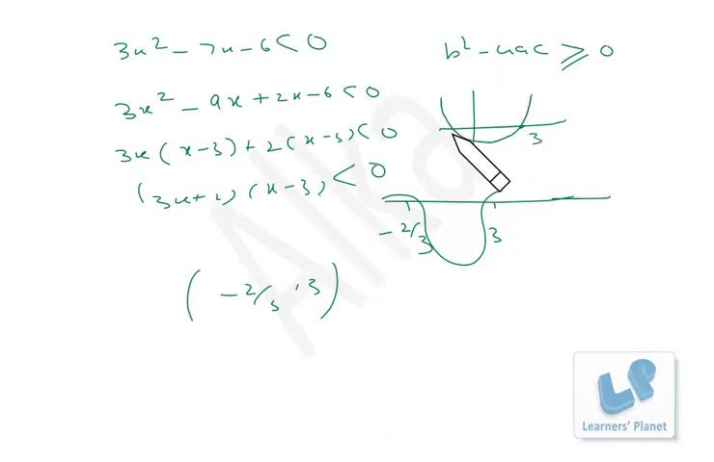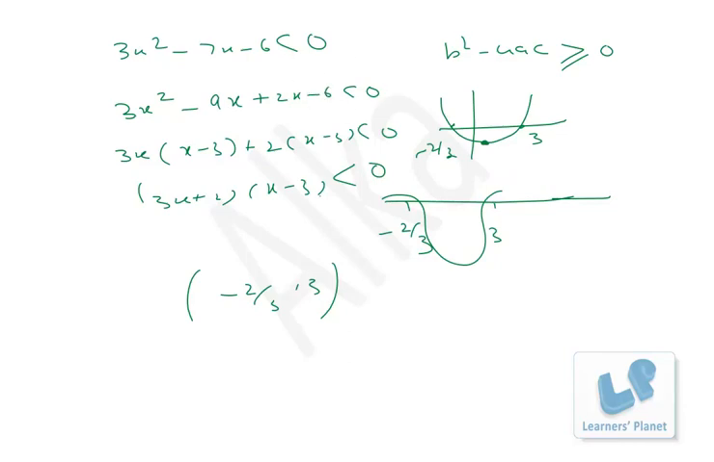So this curve is something like this. This is point 3 and this is point minus 2 by 3, and somewhere between these two points you are getting a negative value of this expression. The minimum value will also be between these two only. But what exactly will that be? For that you need to differentiate this. So between minus 2 by 3 and 3, the value of this expression will be negative, right?